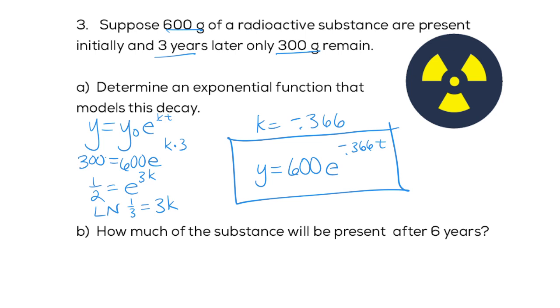So how much will be present after 6 years? Okay, this is a little bit easier than those previous ones because they're giving me the t. So I just get to type this straight into my calculator by putting a 6 right here. So 600 e to the, I'll go grab that number, take it times 6, and I get the amount of the substance would be 66.67 grams.